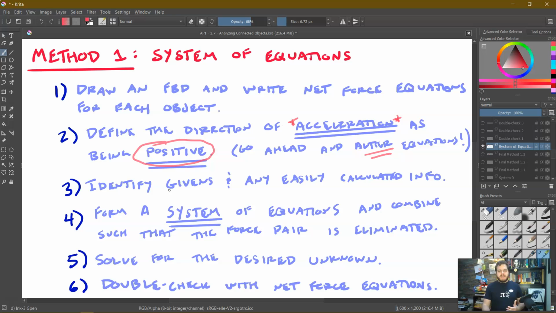We're going to identify any givens that we have in the problem and easily calculate info. So for instance, if you have masses, you can quickly figure out the gravitational forces. If they're on nice level surfaces, you can figure out the normal forces. If you're given a coefficient, you can figure out the friction forces, etc. We're then going to form a system of equations from the two net force equations that involve acceleration, such that we can eliminate a force pair. So one of the unknowns will go away. And then we're going to just solve for the desired unknown. And lastly, we can double check our answer with the net force equations.